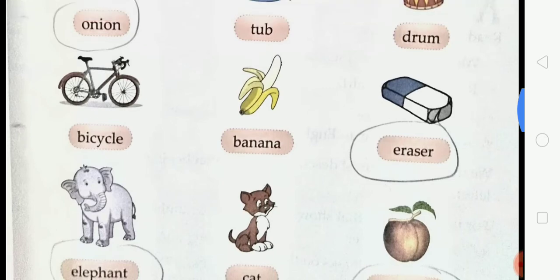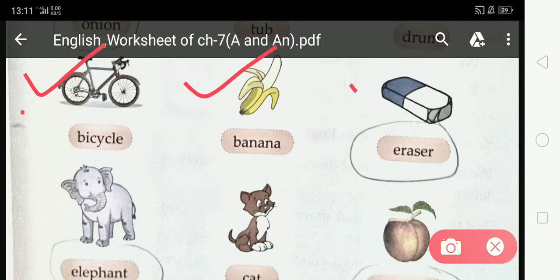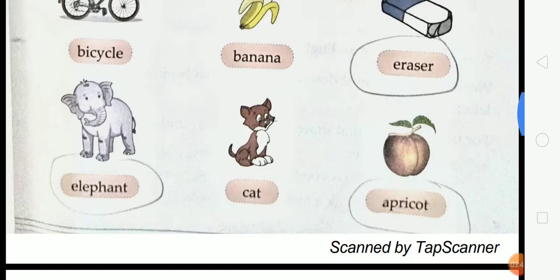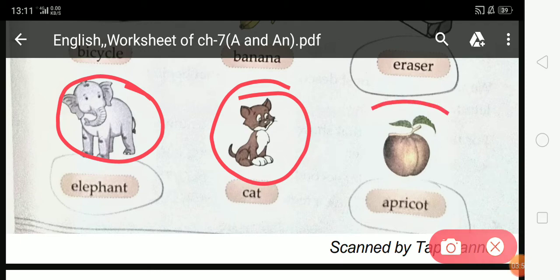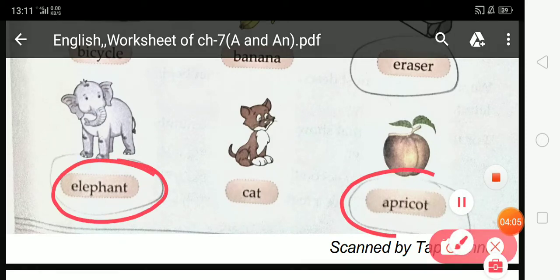Now come on second. First bicycle, second banana, third eraser. Here we can use AN before eraser, so you have to circle eraser. Now come on third. This is the picture of elephant, cat and apricot. Here we can use AN before elephant and apricot, so you have to circle elephant and apricot.